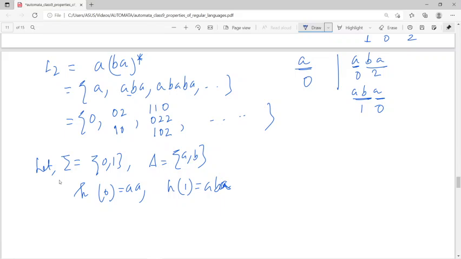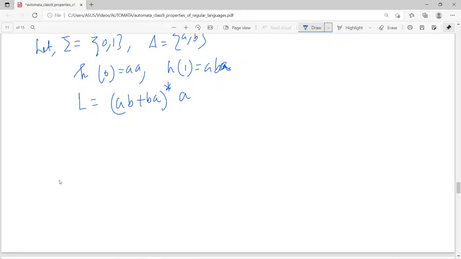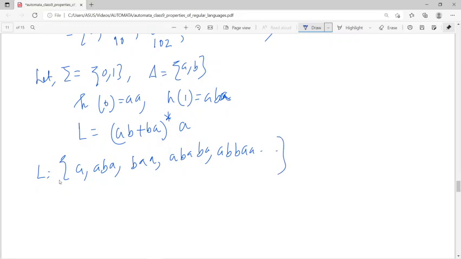That means this will be given to you, how it is defined, and the language is ab plus ba star a. So if we look at it pictorially, the strings in the language are aba, it can be baa, aba baa, or abbaa, like that.